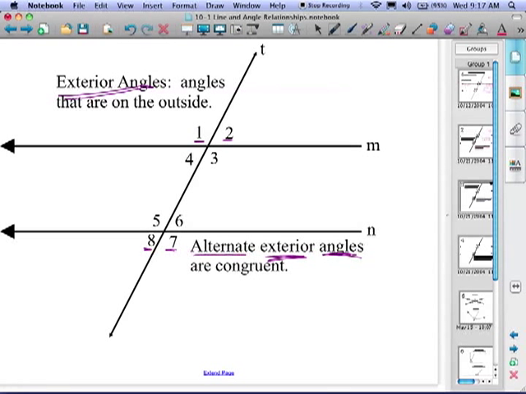But here we're told that alternate exterior angles are going to be congruent, which means in this case, angle 1 is congruent to which other exterior angle? Angle 7. And angle 2 is going to be congruent to angle 8 because it's its alternate exterior pair.